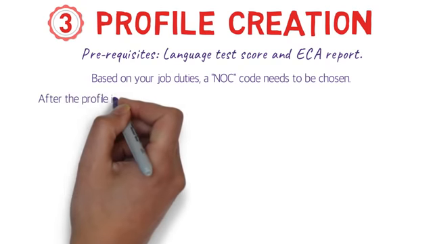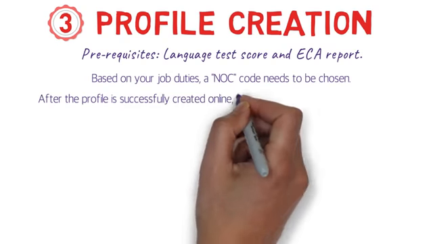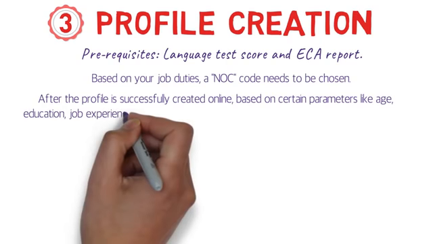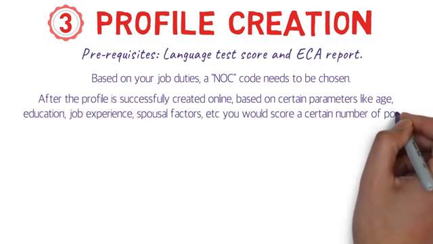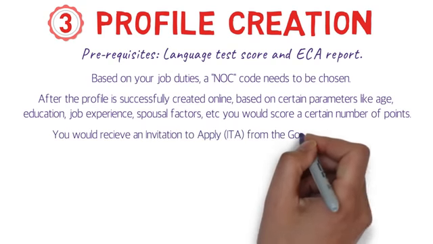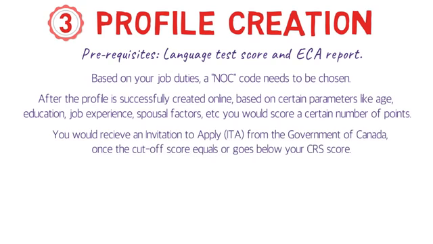After the profile is successfully created online, based on certain parameters like age, education, job experience, spousal factors, etc., you would score a certain number of points, and the total would be called your CRS score. CRS stands for Comprehensive Ranking System. You would receive an invitation to apply, which is called an ITA, from the Government of Canada once the cutoff score equals or goes below your CRS score.